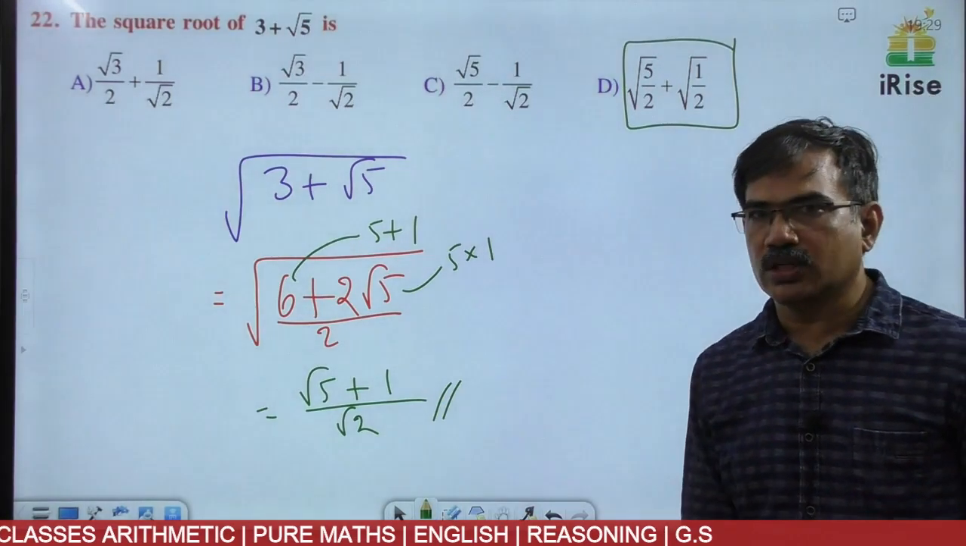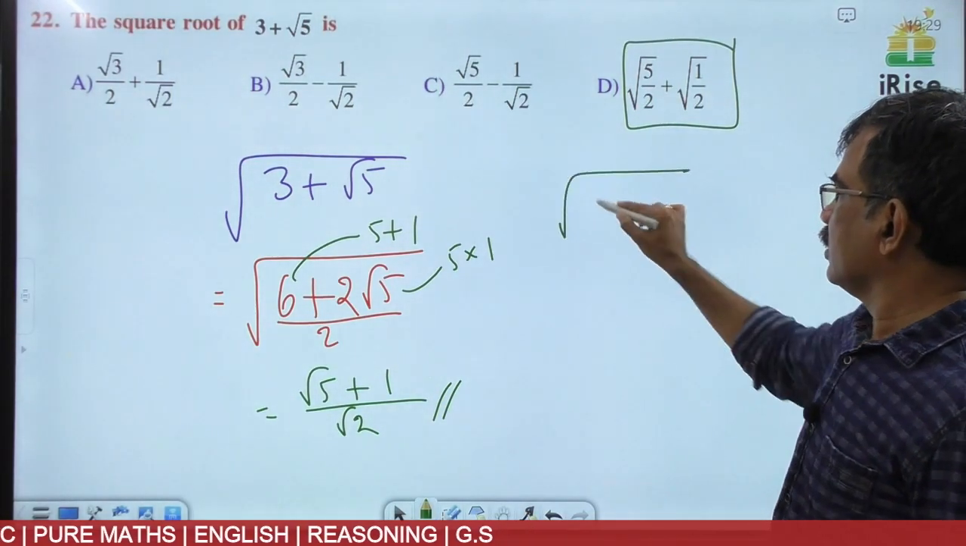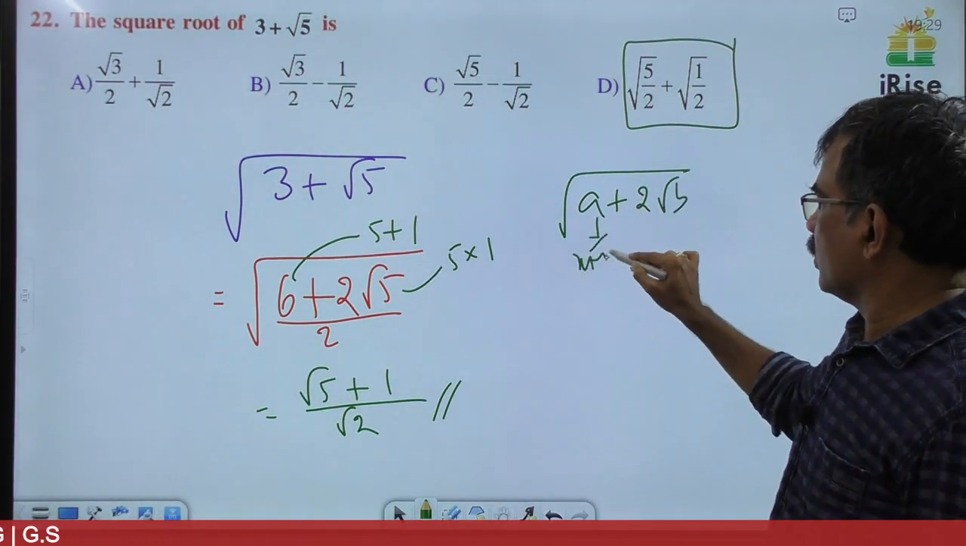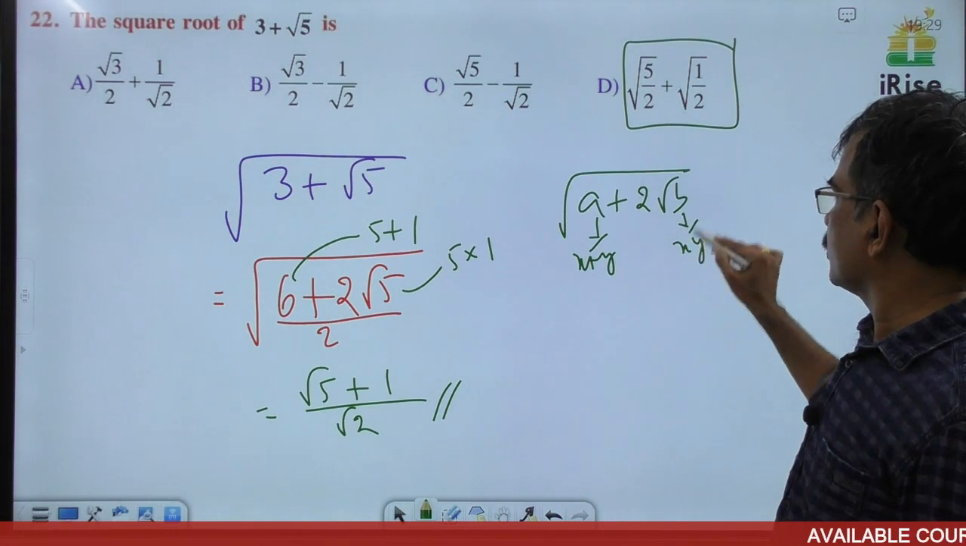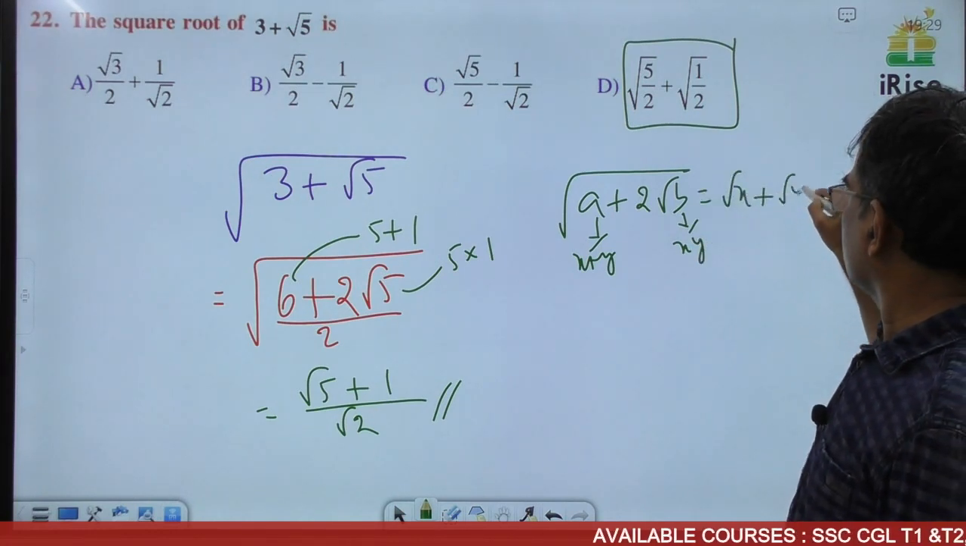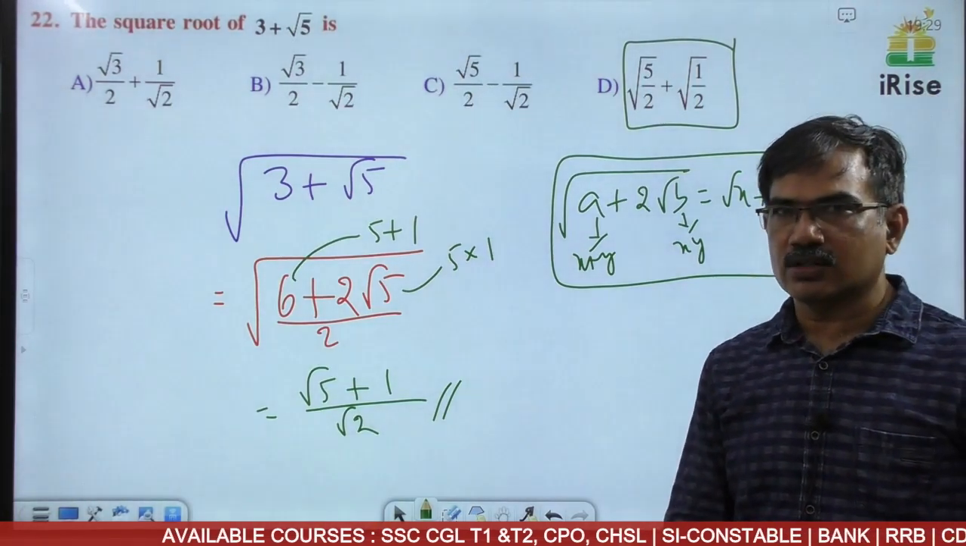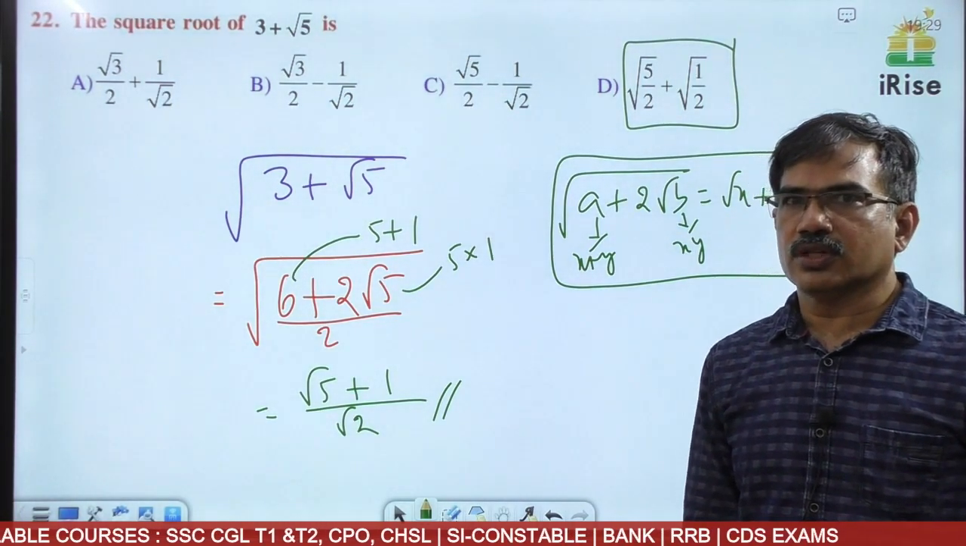Finding square root. If any value is in the form of this, where a is x plus y and this is the product of the same terms, then the answer is root x plus root y. Number of times I have told, finding square root. Okay, next question.